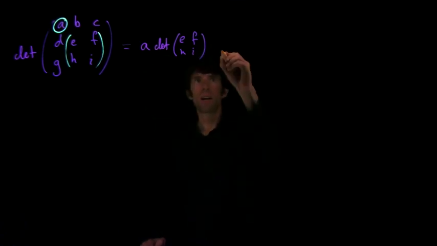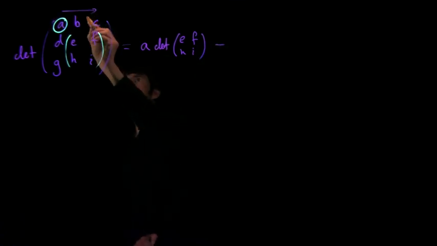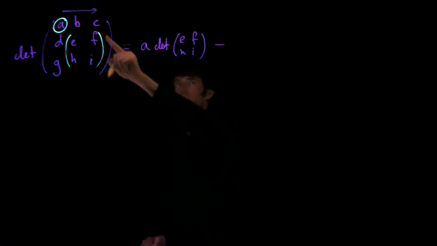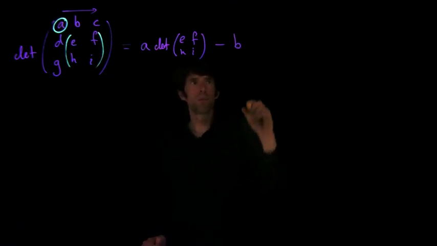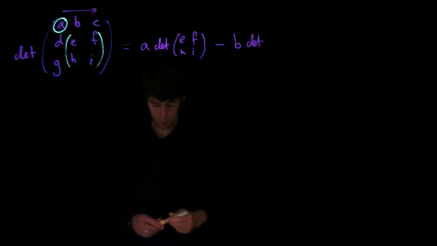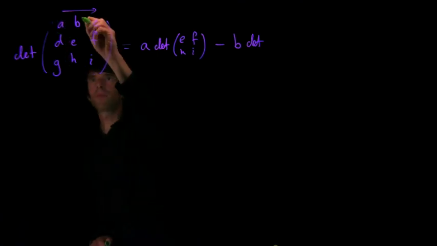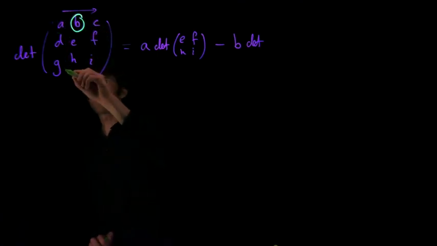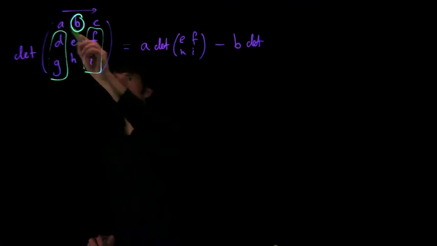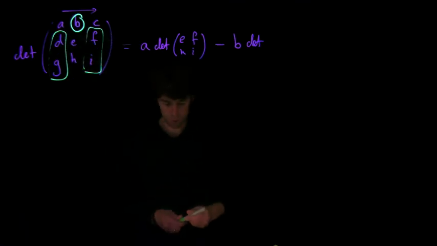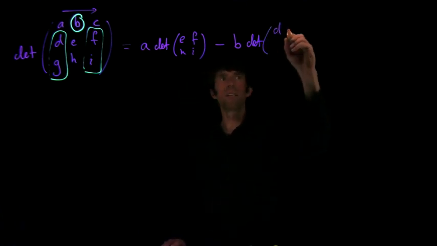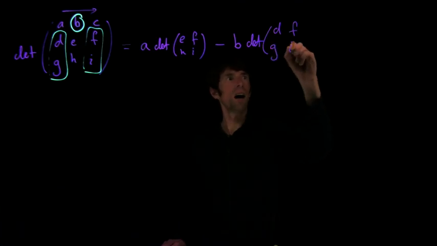And then I can choose to walk across this way, or I can do this vertically. I'm going to walk horizontally, so I'm going to alternate signs as I walk across. So I take minus b times the determinant of the complementary 2 by 2 matrix. If I'm taking b, then the complementary 2 by 2 matrix is made out of these two and these two. I ignore the row and the column of the element b. And so I get b times the determinant of d, f, g, i.